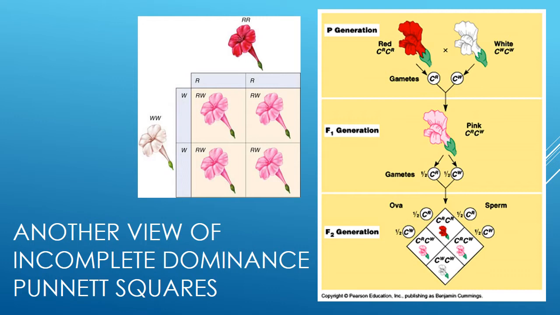Same situation though. Red with homozygous red alleles. True breeder white with homozygous white alleles crossing together forms the pink heterozygous. And then the heterozygous crosses produces 25% to 50% to 25%, or 1 to 2 to 1. Okay? I kind of like the sideways Punnett squares, diamonds.